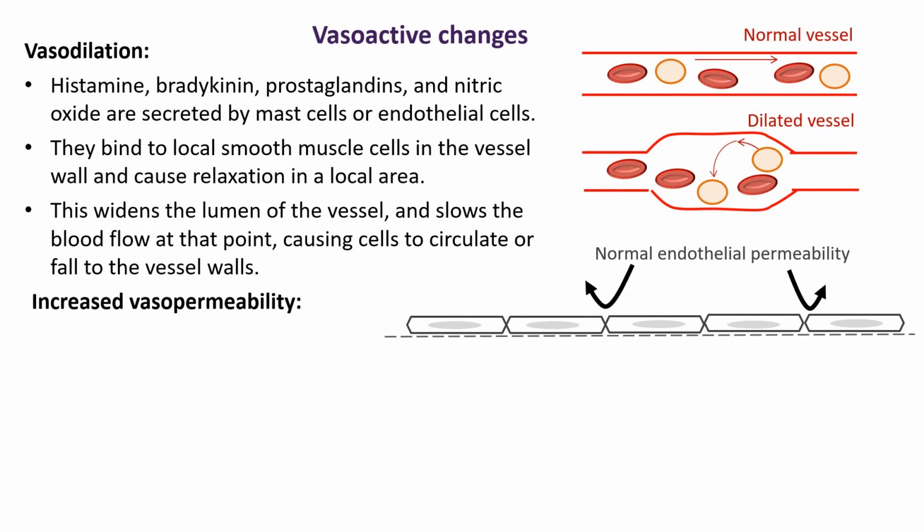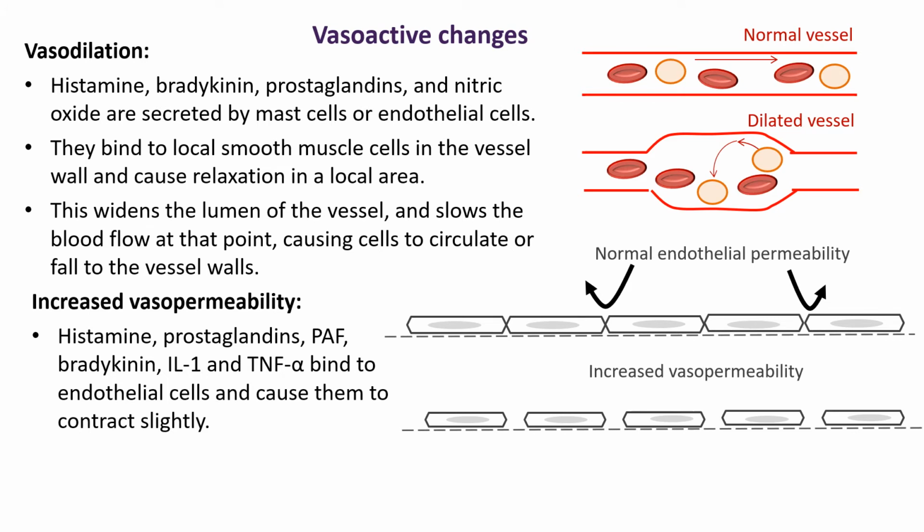Alongside that, we have increased vasopermeability. Now, whereas in terms of vasodilation we're talking about the relaxation of smooth muscle cells, here we're talking about the contraction of endothelial cells. So, normal endothelial cells, remember we've got our simple squamous cells forming the tunica intima. They are quite gappy, but not that gappy. Not gappy enough to get a cell between.